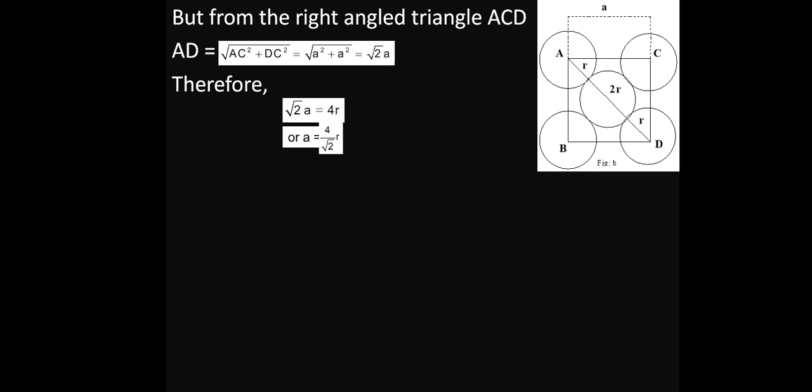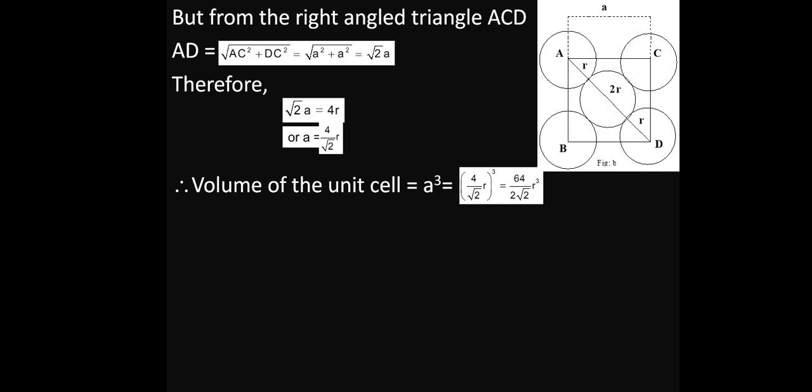That will be the relationship of a and r for a face-centered cubic unit cell, which will be very important for numerical problems also, where they give you the radius or the edge length and tell you to find the other variable. Now what we are calculating here is the packing fraction. So we need to know the volume of the unit cell, the volume provided. The volume of the unit cell or the cube is a cube, which will be equal to (4 by root 2 r) whole cube, because a is equal to 4 by root 2 r, which will be 64 by 2 root 2 r cube.